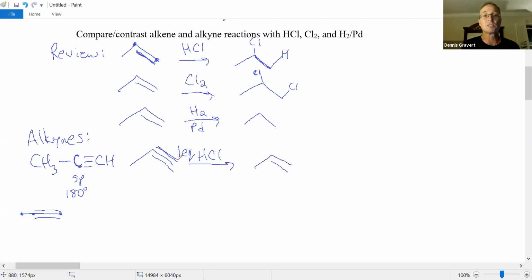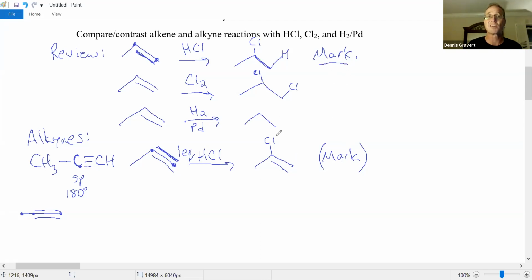So I'll choose to lose this outer one. Doesn't really matter. You could choose either pi bond to leave. And the reaction occurs by Markovnikov addition. The rich gets richer. It still happens here too. That's nice. So the end of the triple bond has a hydrogen. This triple bond carbon does not have any. So this carbon at the end is rich in hydrogen. So hydrogen goes here, meaning the other carbon gets the chlorine. So that's Markovnikov addition, just like it was before.